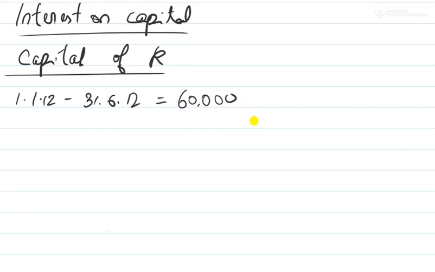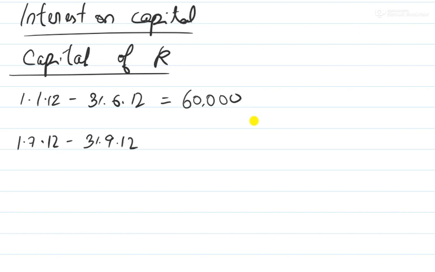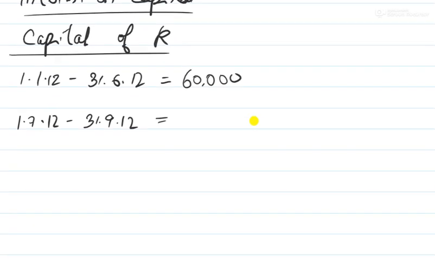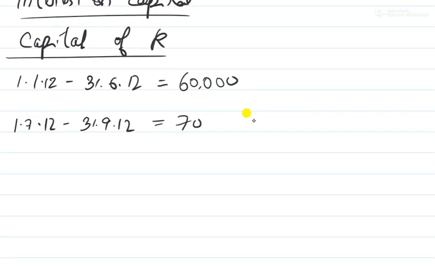Now from 1/7/2012 till 30th September 2012, right? He had made an addition to his capital on 1st July. How much did he add? 10,000. So his capital went from 60,000 to 70,000, right? So from 1st July till 30th September, his capital was 70,000. I hope it is clear.